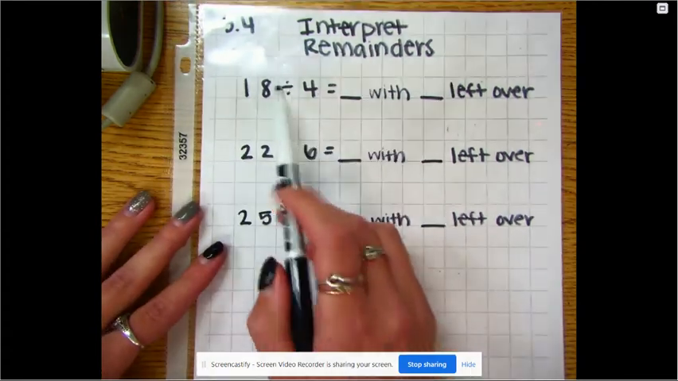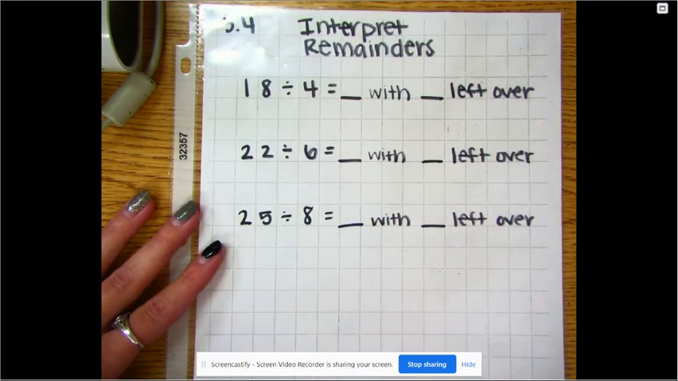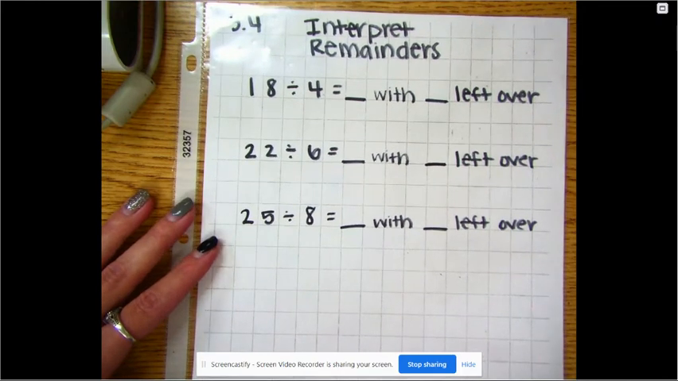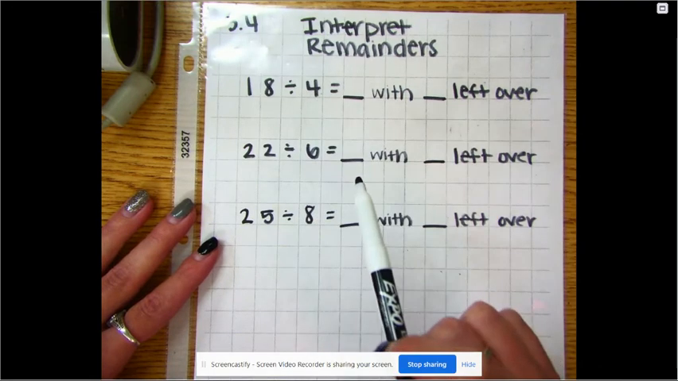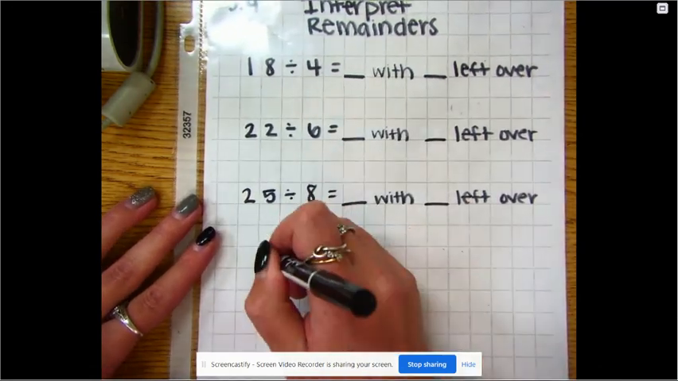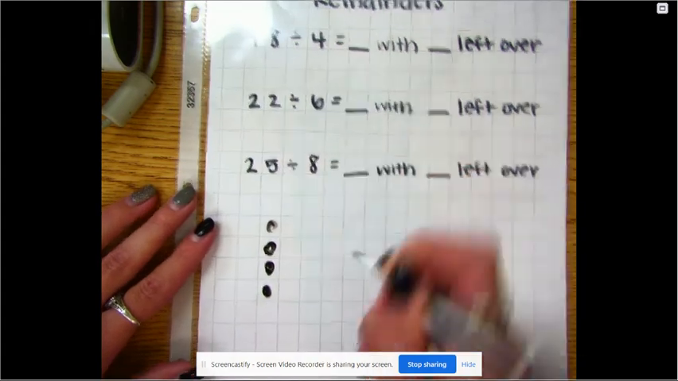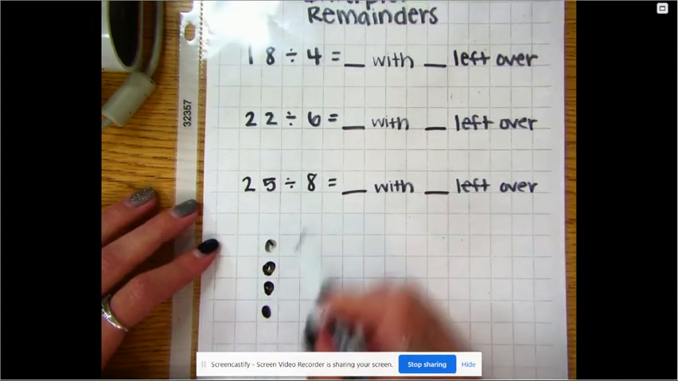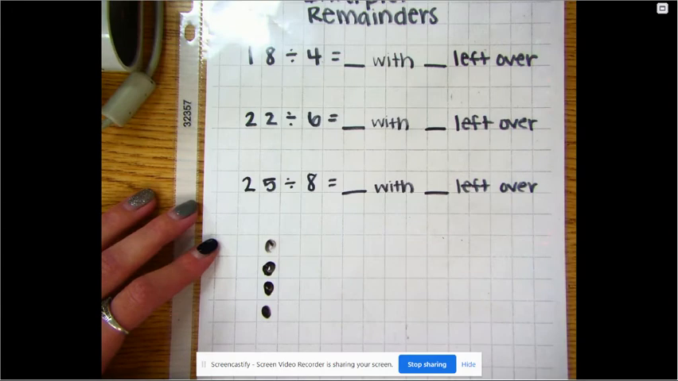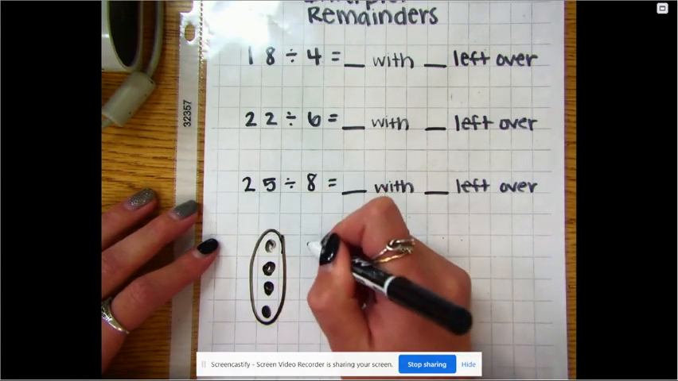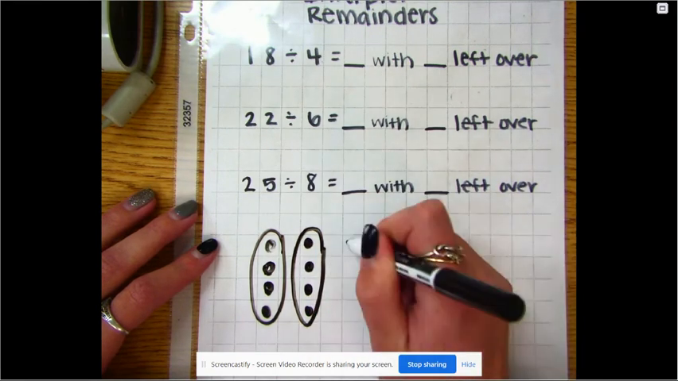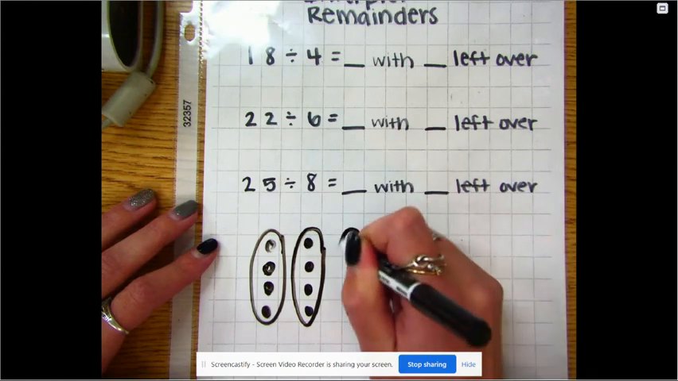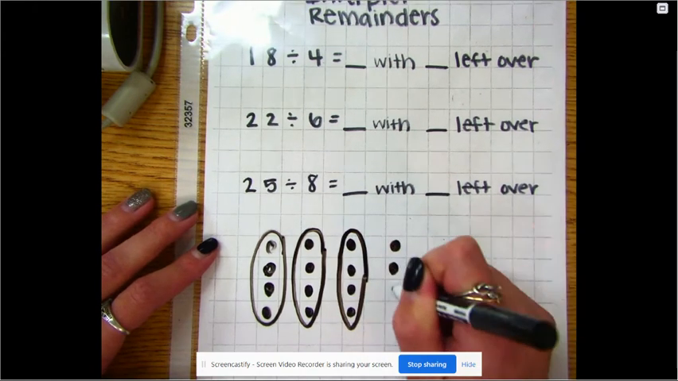Let's start with 18 divided by 4. I'm going to draw pictures for this. And I'm going to look at my divisor like I always do, 4. So I'm going to draw a picture with dots. And I'm going to have a group of 4 right there. So I need to know how many groups of 4 will get me close to 18. So there's one group of 4. 4. Let's do another one. 8. 12. Oh, I'm getting close.